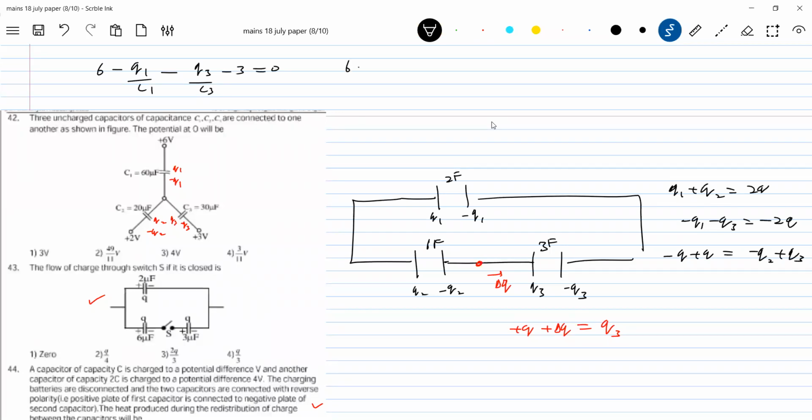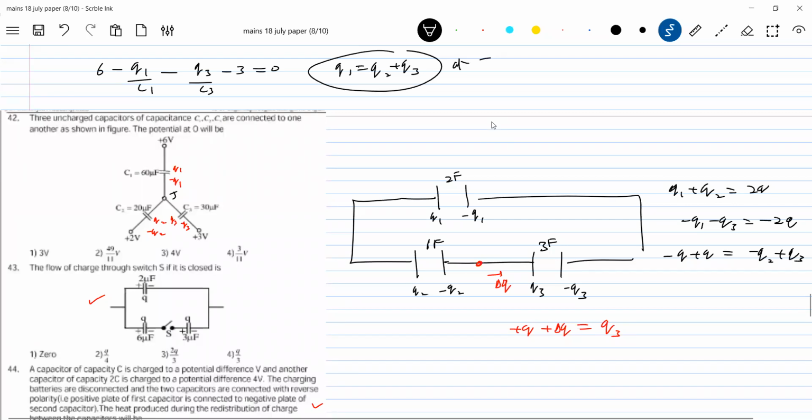Similarly, how many equations are there? So one equation you can write: Q1 plus Q1 equal to Q2 plus Q3. What is this? Conservation of charge at junction J. What was the earlier initial charge? 0. Finally, when you connect the batteries, the charge should be 0. So minus Q1 plus Q2 plus Q3, or Q1 should be equal to Q2 plus Q3. So directly I'm writing it.